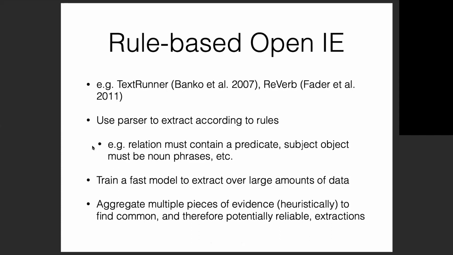So another thing is they will often aggregate multiple pieces of evidence in some sort of heuristic way to find common and potentially reliable extractions. So, you know, if something is only said once over the entire web, it might not be super reliable. But if something is said many times over multiple sites, over sites that you trust relatively much compared to other sites, then that's a good sign.